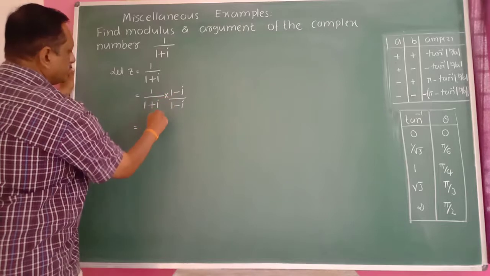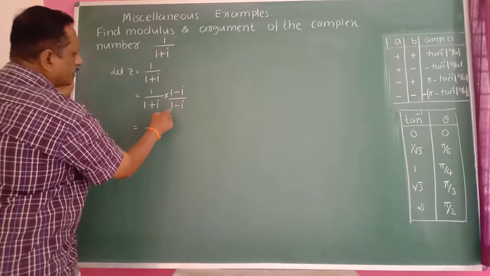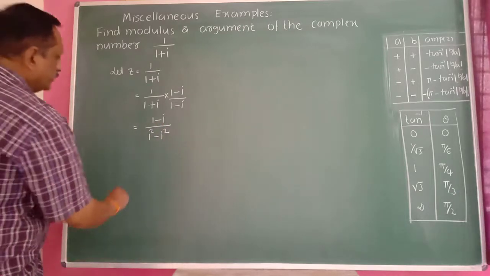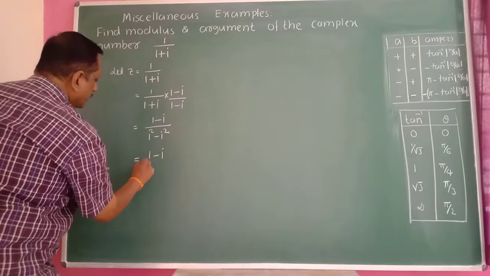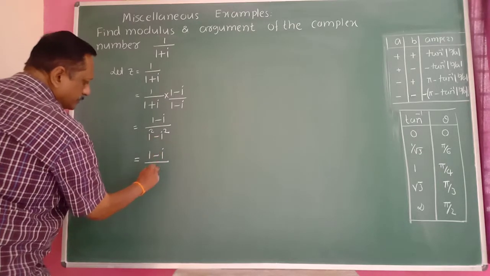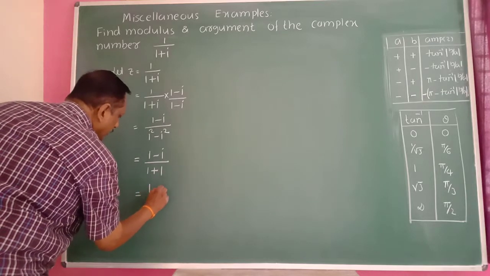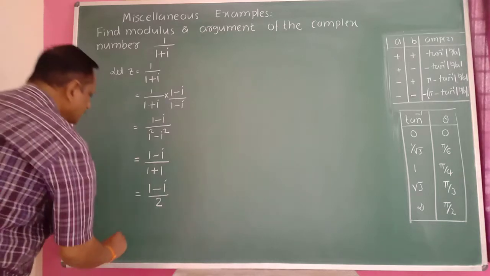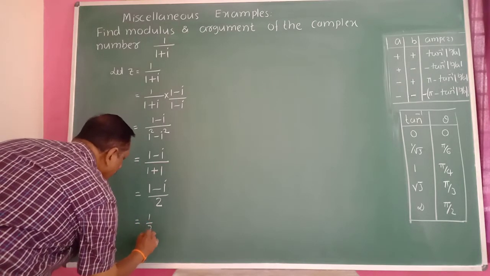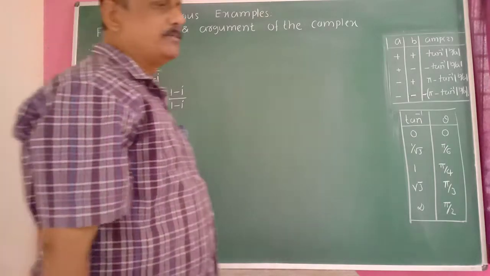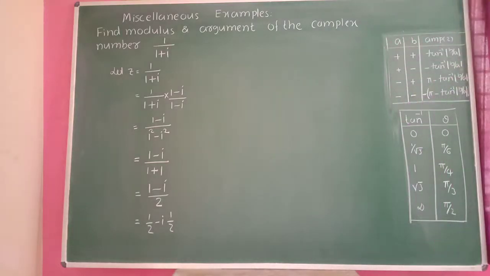Therefore, 1 into 1 minus i gives 1 minus i, upon the product of the denominators, 1 square minus i square. This equals 1 minus i upon 1 square, which is 1, minus i square, which is minus 1, so plus 1. Therefore, this equals 1 minus i divided by 2, which is 1 upon 2 minus i into 1 divided by 2. This complex number can be written as 1 by 2 minus i into 1 by 2.